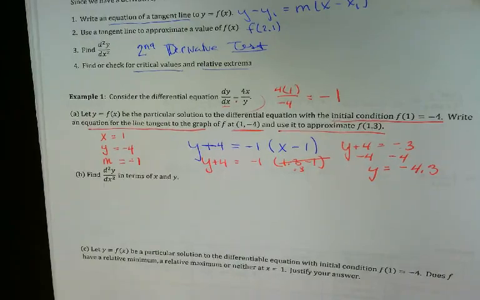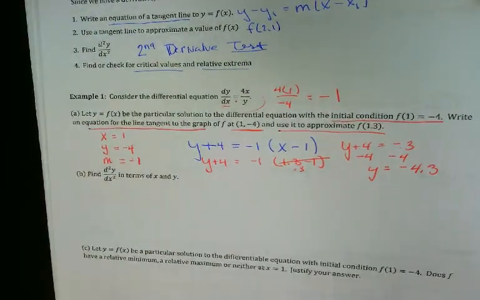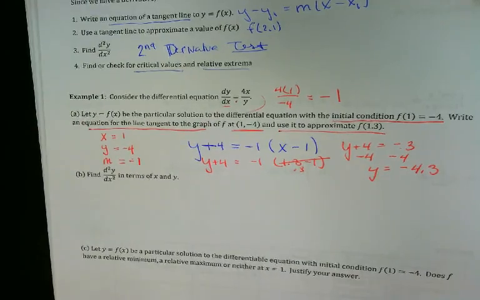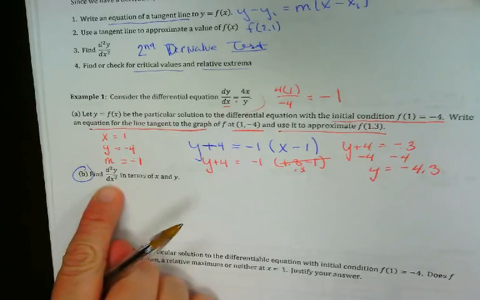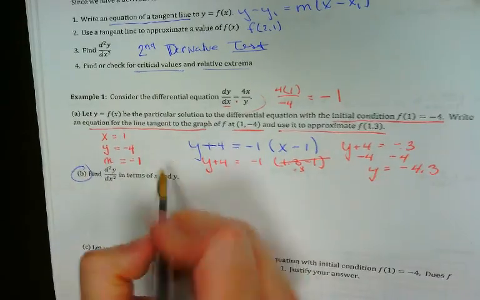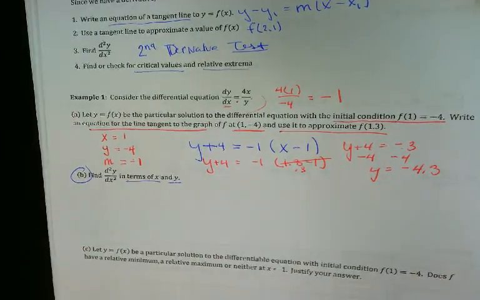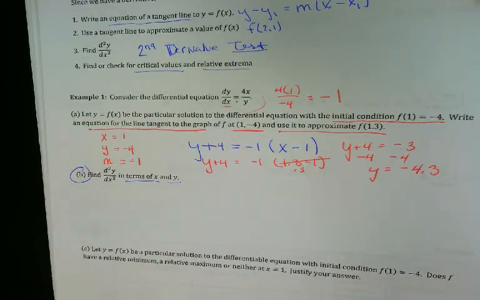So a lot of review today, so to speak. So pretty straightforward. Use the tangent line, approximate a value. Usually that will be like a part A or B of a differential equation question. Part B, now it says find the second derivative in terms of x and y. I want you to underline that. You have to have only x and y left in your equation.